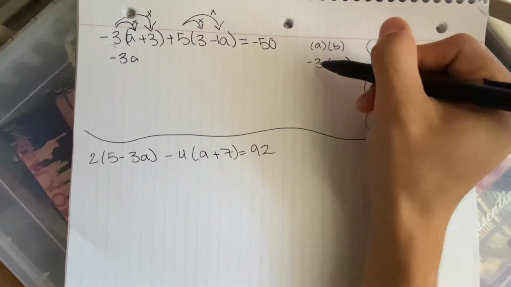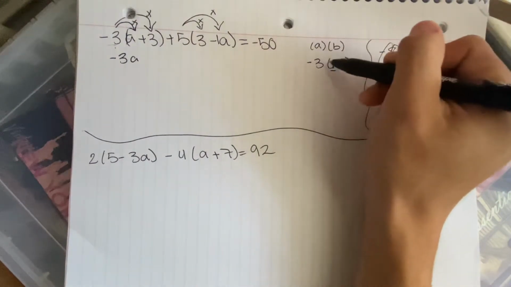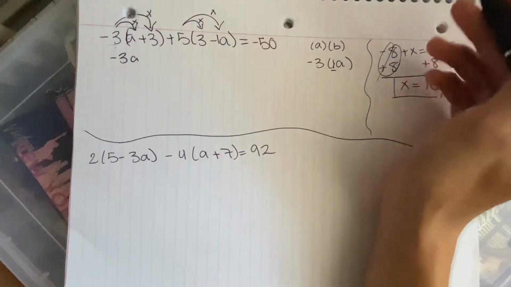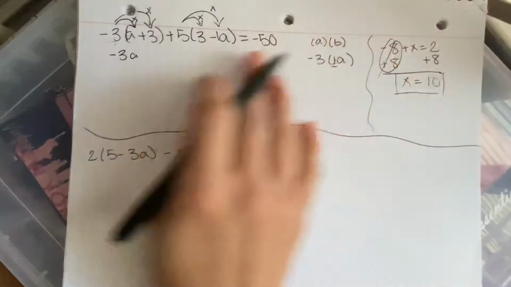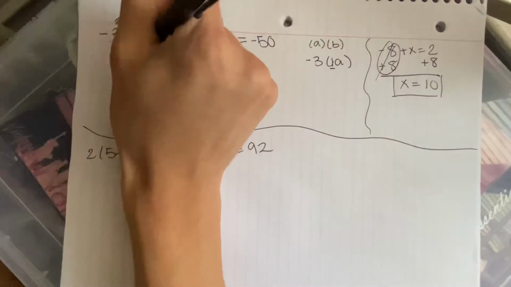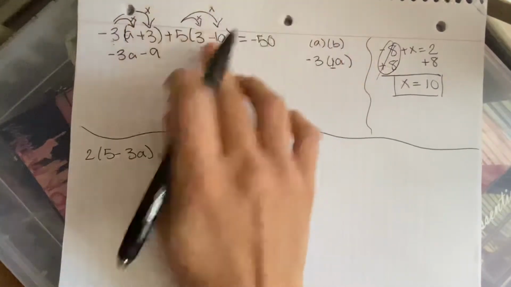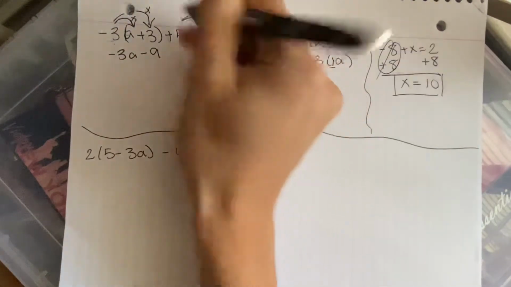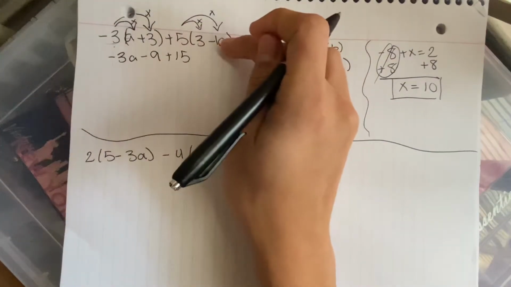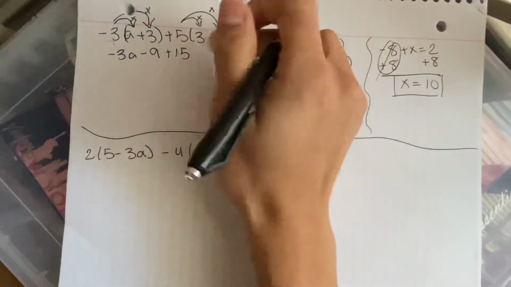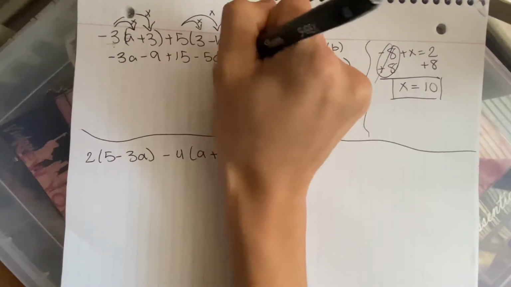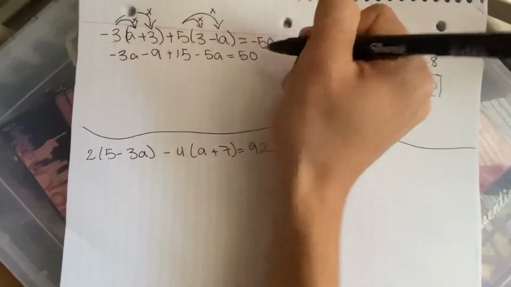So now we're just multiplying like we usually would. Negative 3 times 1a is negative 3a, because a negative times a positive is going to give us a negative all the time. Now, moving forward, negative 3 times a positive 3, that's going to give us a negative 9. Positive 5 times a 3, that's going to give us positive 15. Positive 5 times a negative a, which is a 1a, that's going to give us negative 5a. Put that equal to 50, right?